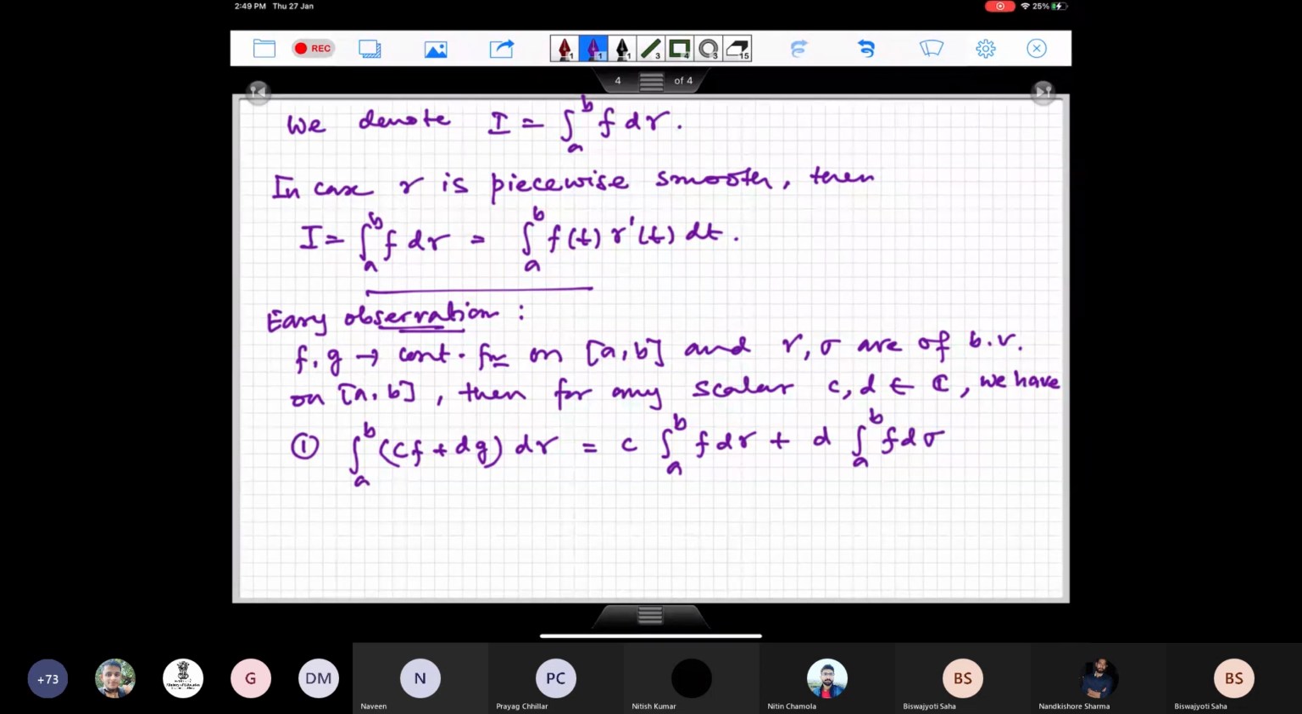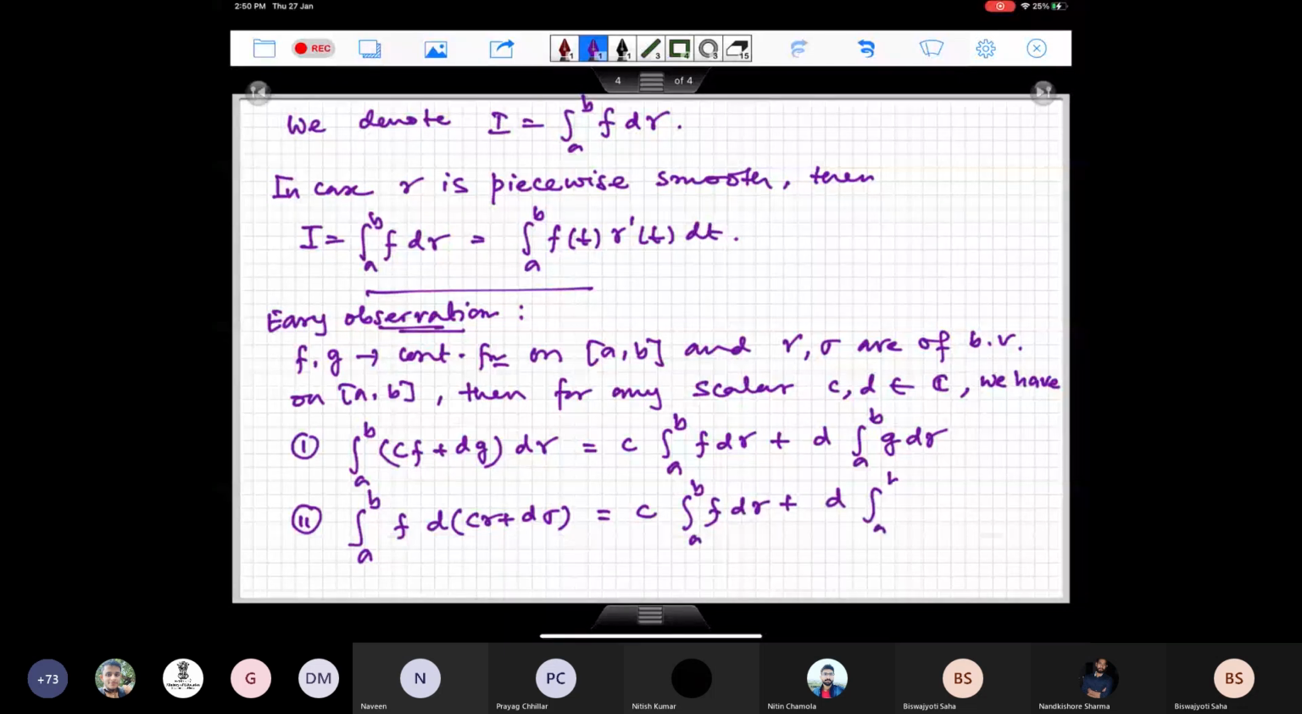And similarly, the integral from a to b of f d(c gamma plus d sigma), where my curve is now c gamma plus d sigma, is c times the integral from a to b of f d gamma plus d times the integral from a to b of f d sigma. So we have these kinds of linearity properties. It doesn't matter whether you sum two functions with a scalar and integrate over gamma, you can individually integrate them over gamma, multiply with the scalars and take their sum.